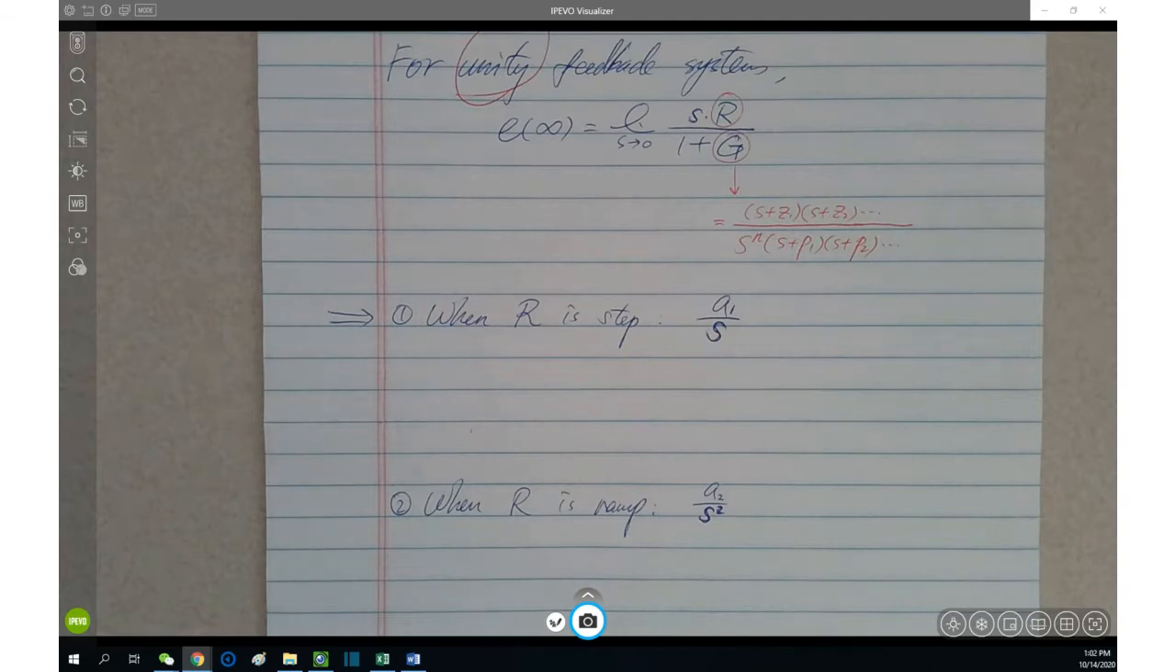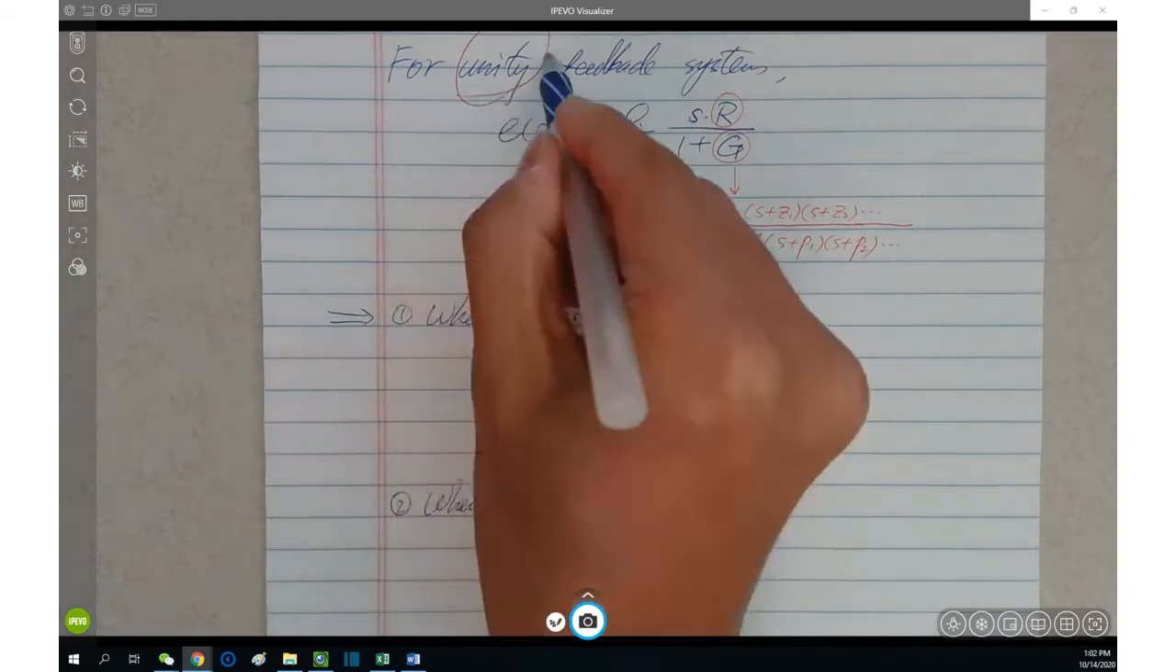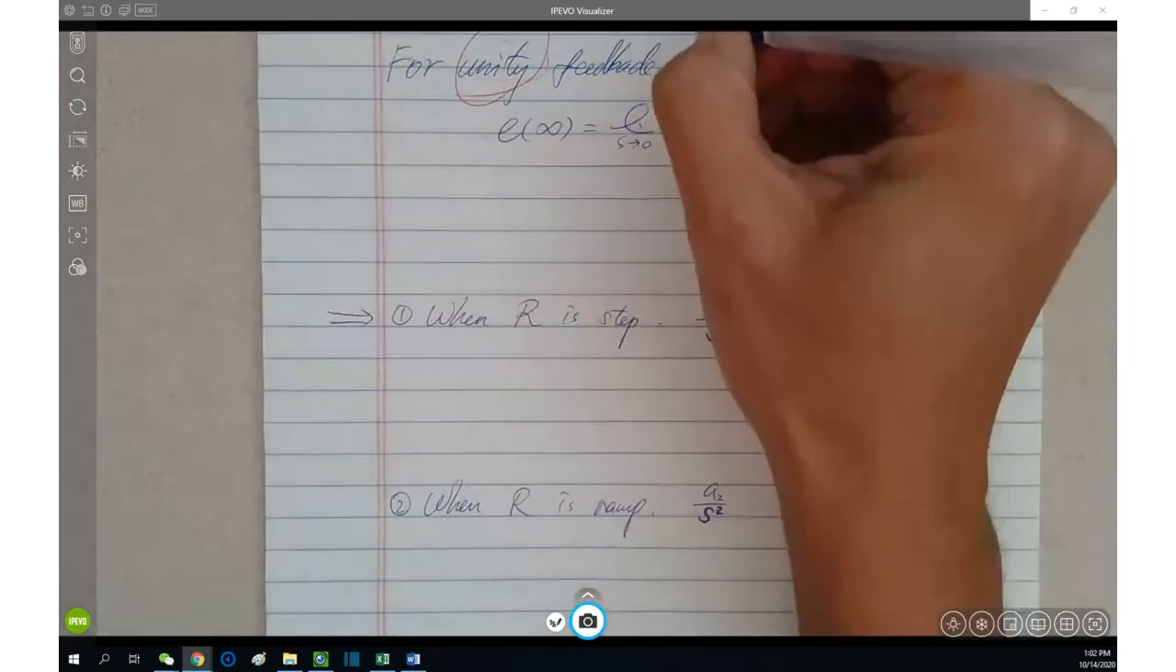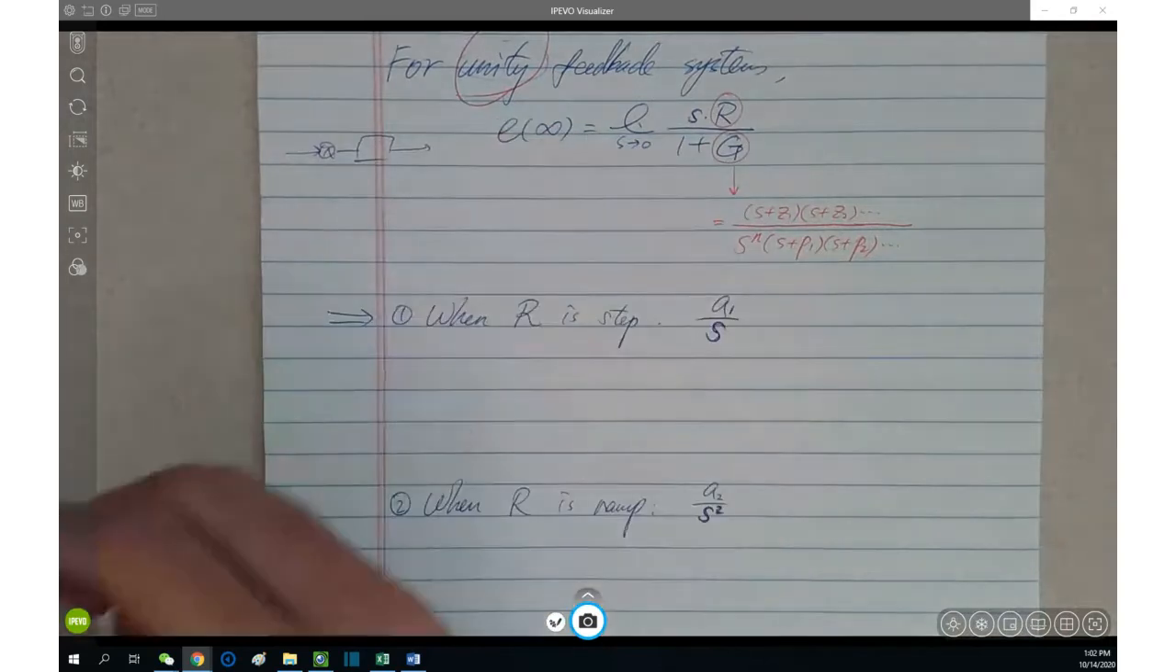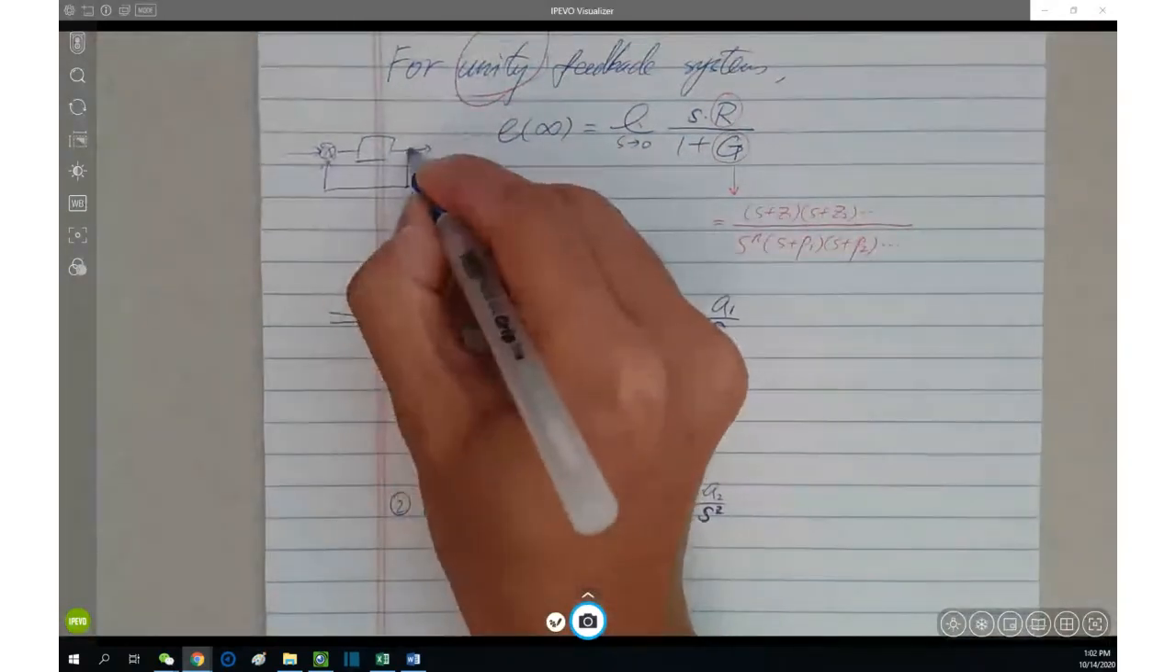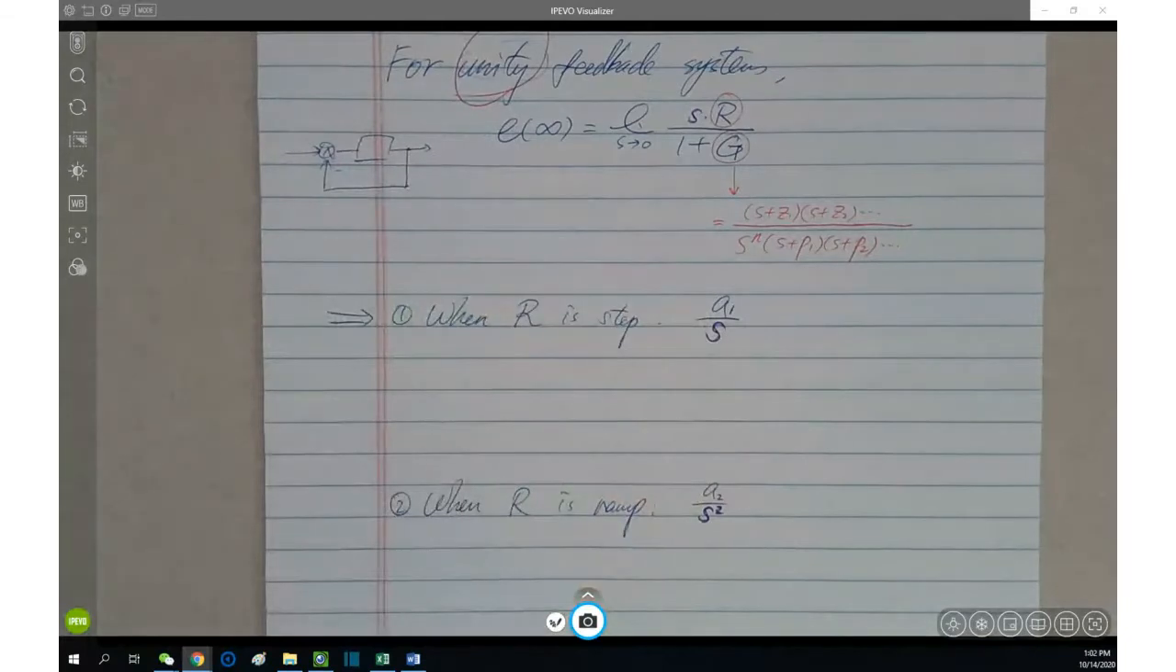First of all, you have to remember that what we have learned so far is the unity feedback system. Unity feedback system means you have a system like this, whatever the forward transfer function is, the feedback is unity, like this. This is the so-called unity feedback system. This is a very important thing. In the exam, you need to check whether the given system is a unity feedback system or not, because even if it's not, we have a different way to do it. We will see that later. Now we just study the unity feedback system.